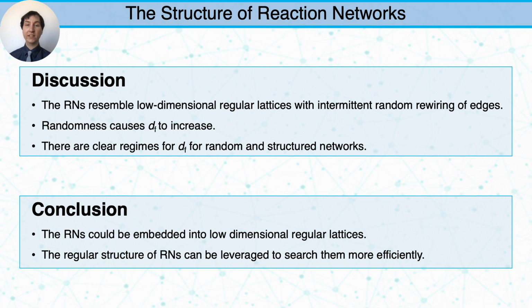We see that randomness in a network causes the networks to become more complex and less interconnected locally. The structure of random networks and structured networks tend to be distinct, with two clear regimes in network properties appearing. The results indicate that the reaction networks could be embedded into low-dimensional regular lattices, as their structure is very similar to them. Embedding the reaction networks into a regular lattice would allow us to leverage algorithms and methods specifically designed for regular lattice networks to explore and search reaction networks more efficiently.